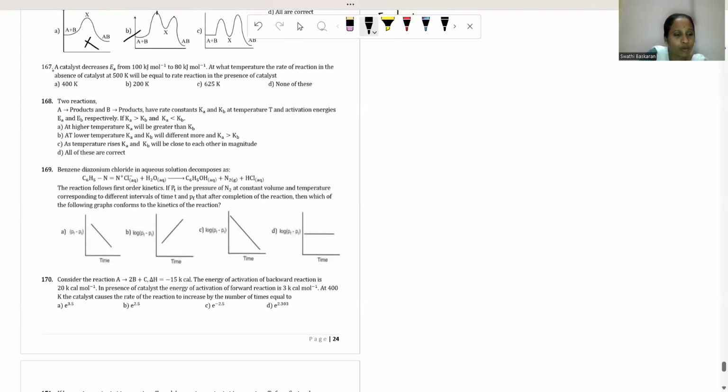Now coming to the 167th question. So what is the 167th question? They are saying that a catalyst decreases activation energy from 100 kilojoules per mole to 80 kilojoules per mole. At what temperature will the rate of the reaction in the absence of catalyst at 500 Kelvin be equal to the rate of the reaction in the presence of the catalyst? So it is once again quite simple. So what are we going to do?